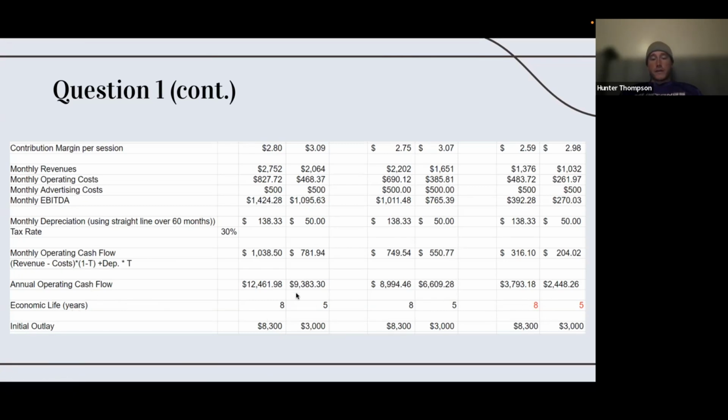And then you see the same thing here. Economic life in years is going to be the same for each case. It's the same bed, so no matter what usage we have, we're going to see the same economic life, and the same with the initial outlay of 8,300 for each case.